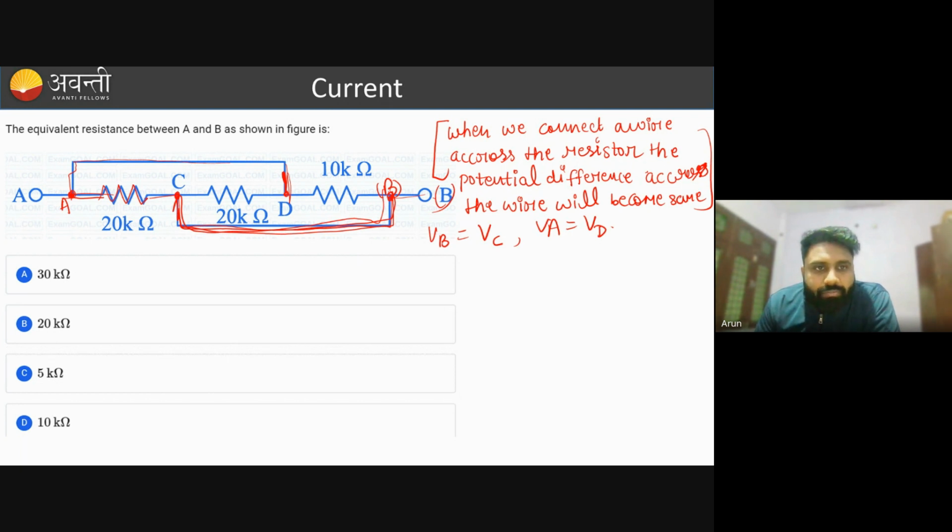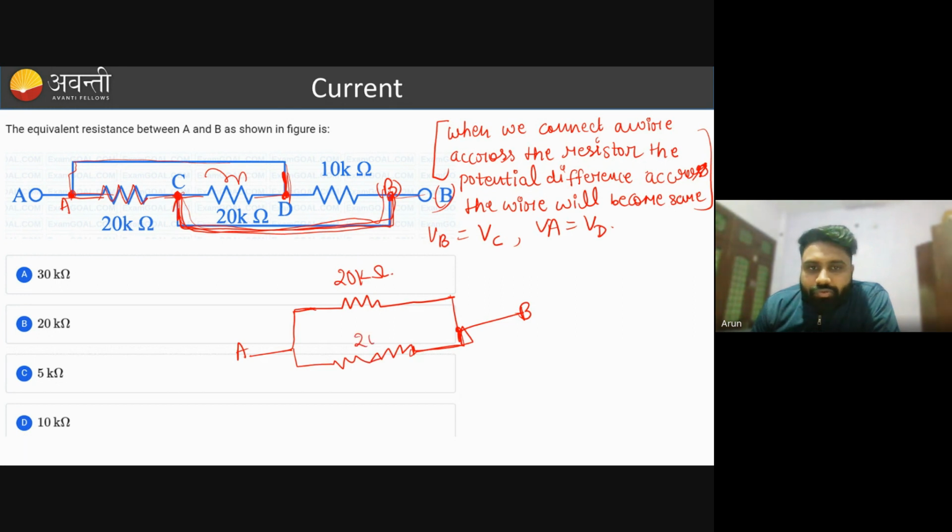Now if you see this 20 kilo ohm resistance, one of its ends is connected to A, and this is end B. We can say one end of this resistor is connected to B because the potential at C and the potential at B are the same. So it is 20 kilo ohm. Now this other 20 kilo ohm resistance, one of its ends is connected to C, and C means the same potential as B. So we can say that one end of this resistor is connected to B. The other end is connected to D, but the potential at D is the same as the potential at A, so we can also connect it with A. So this is also 20 kilo ohm.